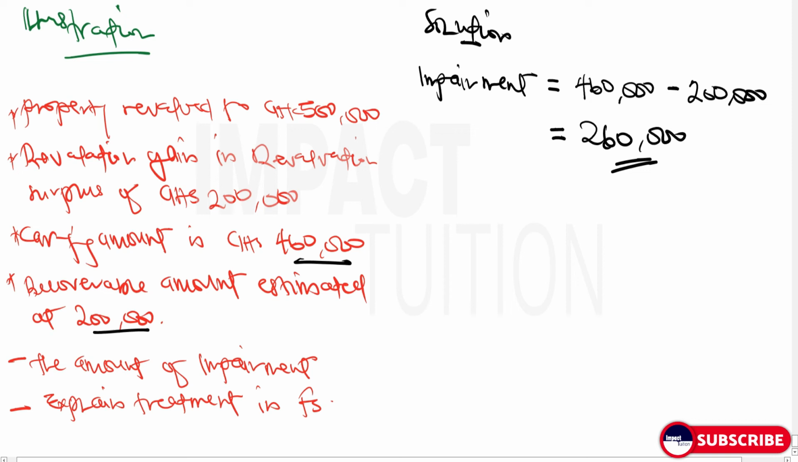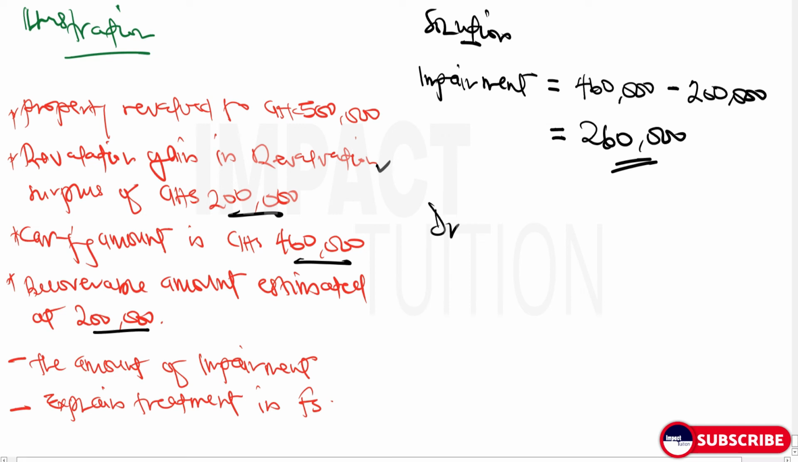Now, of this 260,000, 200,000 is debited to the revaluation surplus to reverse the upward revaluation. So we have a revaluation gain of 200,000, which is in the revaluation surplus account. So we are going to debit the revaluation surplus account with 200,000 to reverse the upward revaluation, and then the remainder will then be charged to the statement of profit or loss.